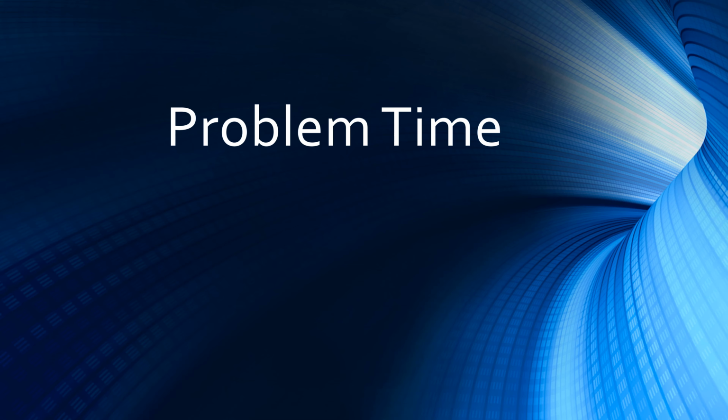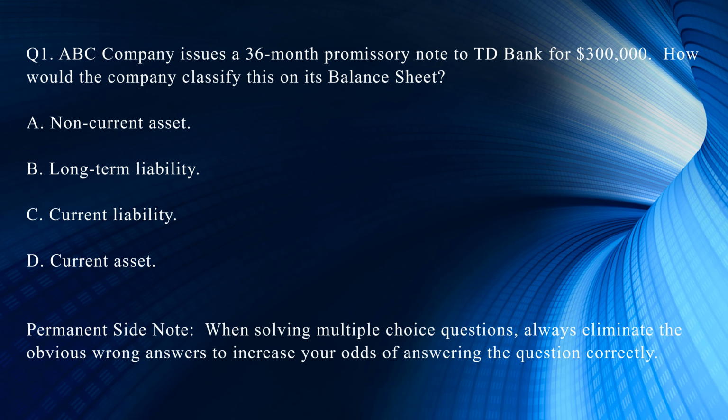Problem time. Question 1. ABC Company issues a 36-month promissory note to TD Bank for $300,000. How would the company classify this on its balance sheet? A. As a non-current asset. B. As a long-term liability. C. As a current liability. Or D. As a current asset.